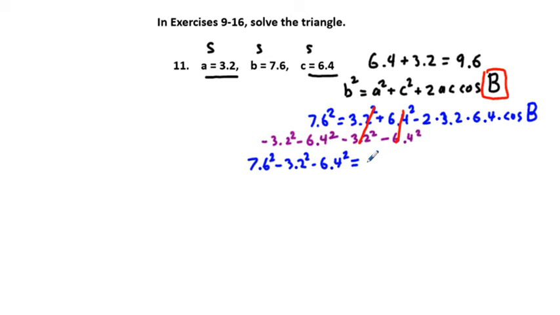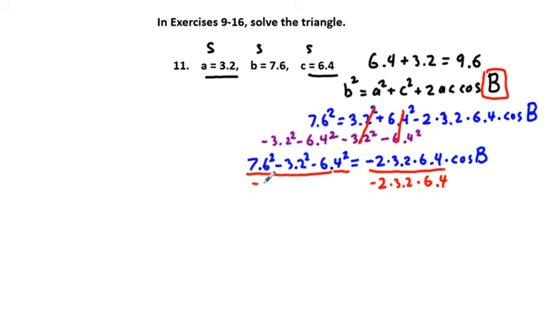equals negative 2 times 3.2 times 6.4 times cosine B. And now, what are these negative 2 times 3.2 times 6.4 doing to this cosine B? Well, they are multiplying. So we're going to have to undo that multiplication by dividing both sides by the same thing, which would be negative 2 times 3.2 times 6.4.